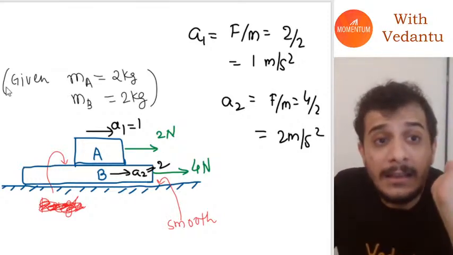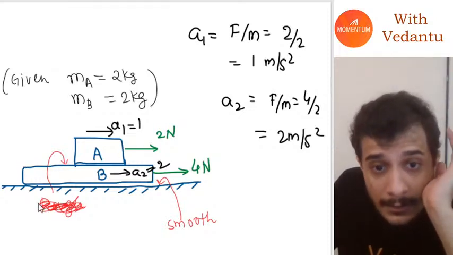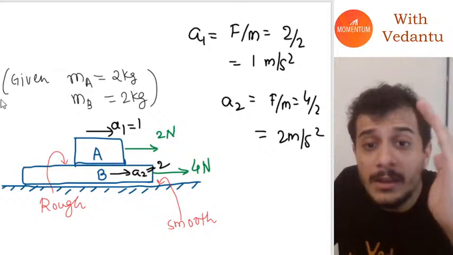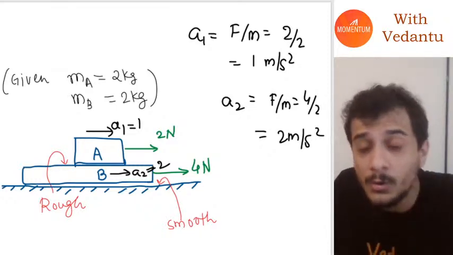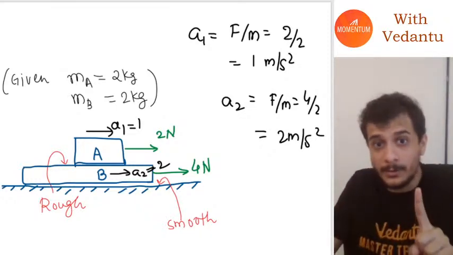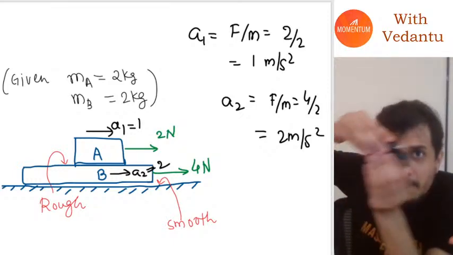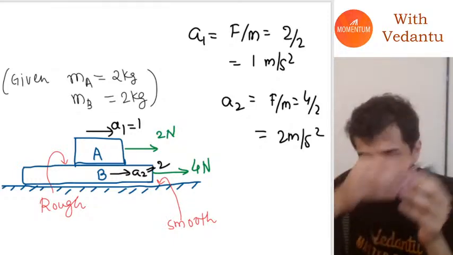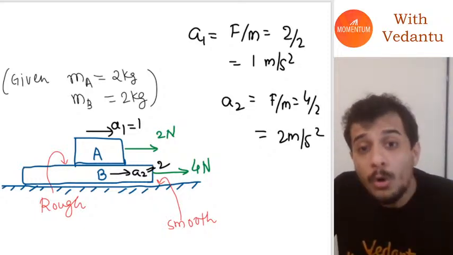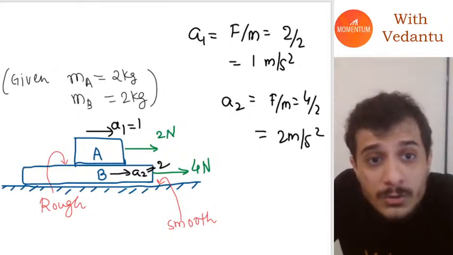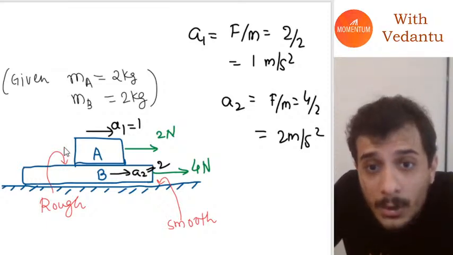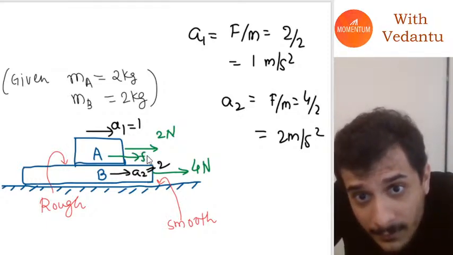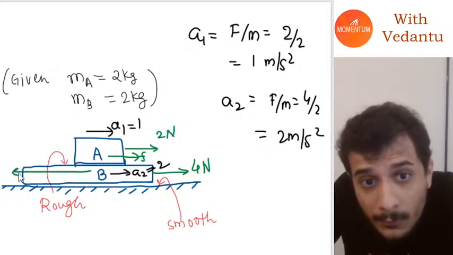Now, if there is friction, what will friction try to do, guys? What friction will try to do is not stop both of them, but make them move together. If friction is going to try and make them move together, it will try to make the slow one faster and the faster one slower.